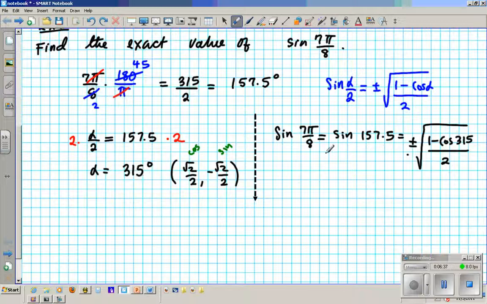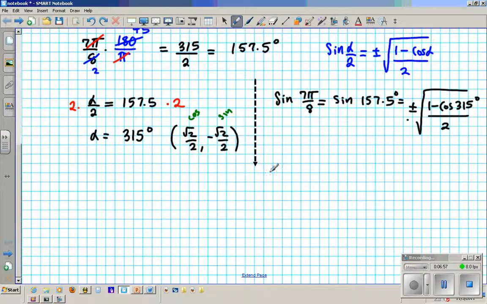Alpha over 2 is what is the argument for the trig function, but it is double the angle that goes into the formula. Alright, so keep that in mind. Now, what is cosine 315? We have the coordinates here. Cosine is root 2 over 2. So cosine 315 is going to be root 2 over 2.